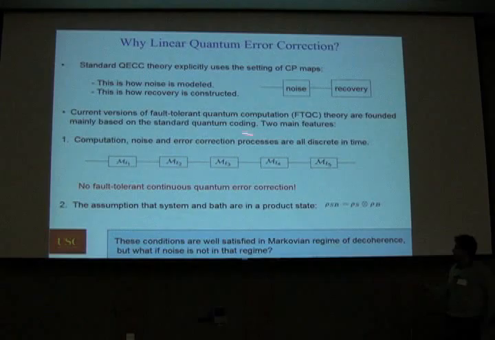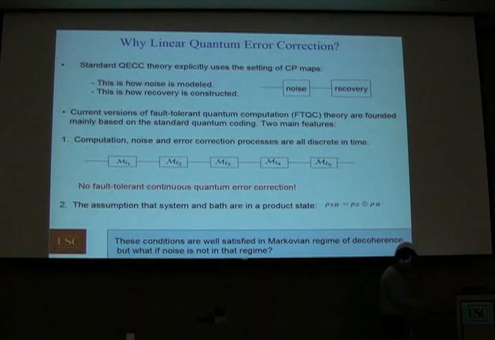There are two main features of this theory. First of all, because we use this basic cell to construct the big circuit, the modeling is discrete in time. It means that all the parts of the computation, noise, and error are considered to be CP maps, so they must be discrete in time. As far as I know, we don't have any fault-tolerant continuous error correction. The main assumption we also make in this theory is that system and bath are in a product state, at least at the initial time. We know that both these conditions are satisfied in the Markovian regime of decoherence. But if we want to go beyond that, what can we do?